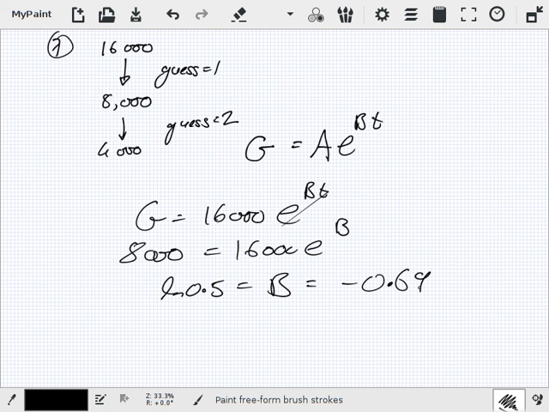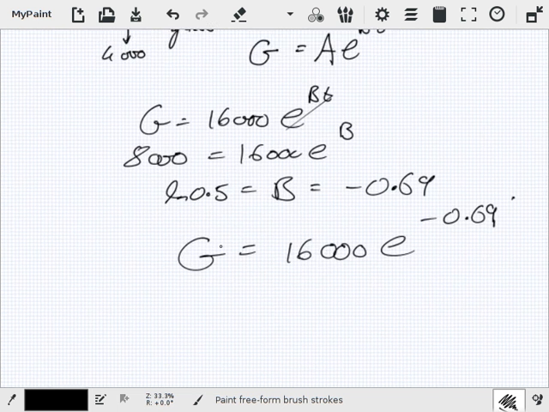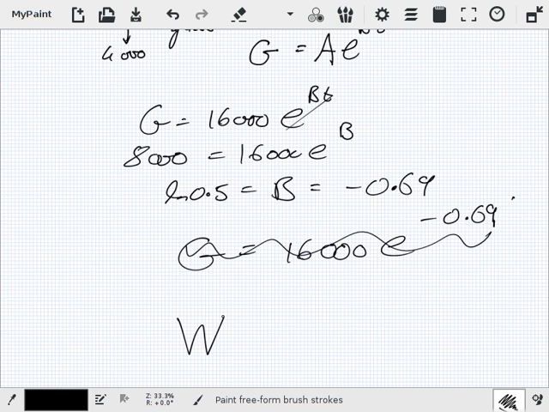Okay. So, we have G equals 16,000 e^(-0.69t). I wrote T, and I wrote G here. Oh, that was a stupid choice of letters. What would be a smarter choice? W. Why did I pick W? Words. 16,000 e, and what letter maybe should I use up here? G, or maybe even N for number of guesses. Now it makes sense.